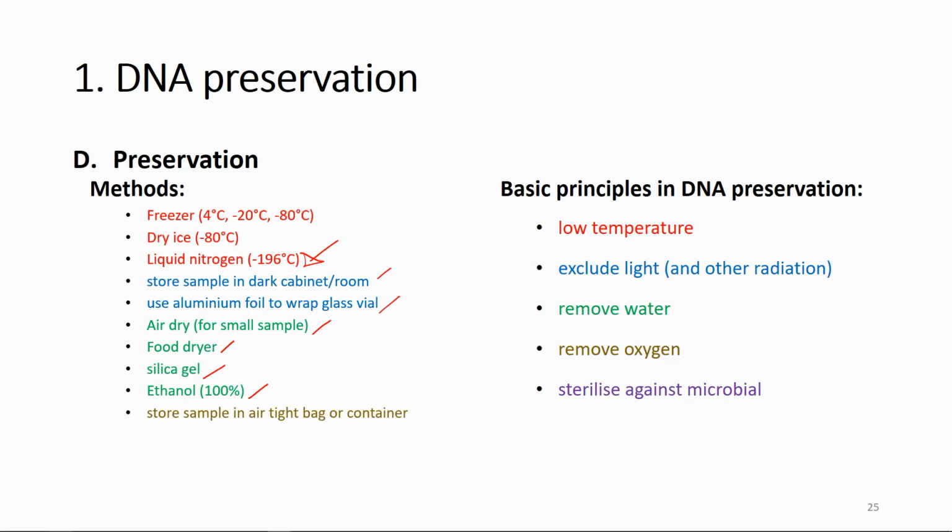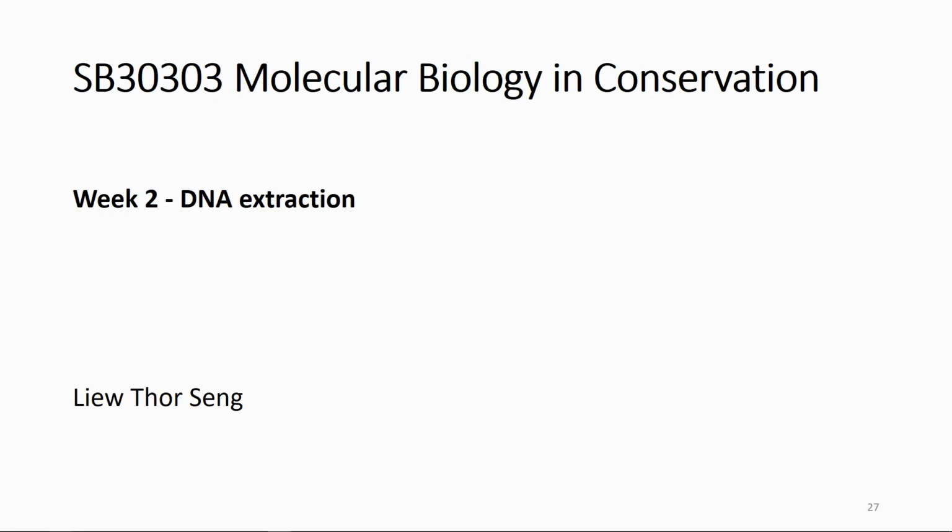To remove oxygen, you just store your sample in an airtight container. To sterilize against microbes, make sure you wear hand gloves and sterilize all the apparatus by autoclave or by Bunsen burner. These are a few simple things you can do. When you want to preserve a sample, usually you use a combination of a few of these methods. That's all for the DNA preservation.